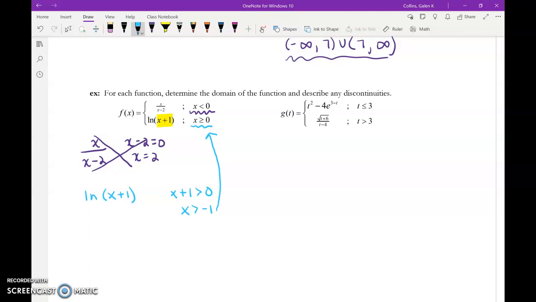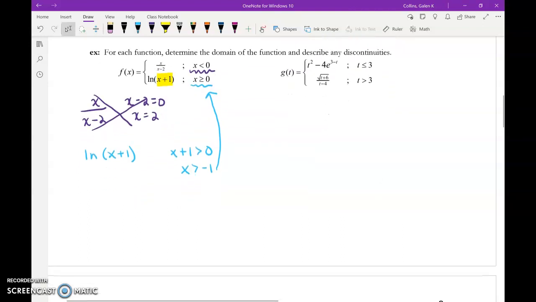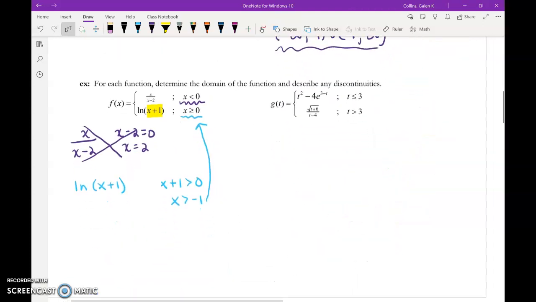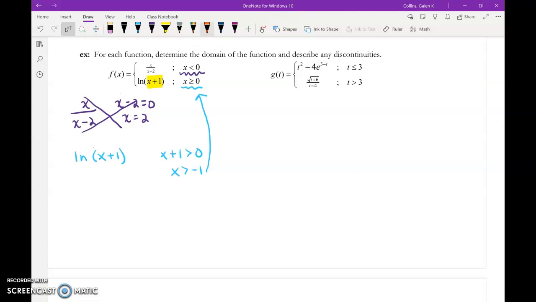So far, we have ruled out that this function has any vertical asymptotes or holes. There's nothing causing me to get a 0 over 0 or a number over 0. We don't find any domain issues with those pieces, but we need to also check for jumps. Going back up here, we're told that a jump occurs at the boundary of a piecewise function if the limit from the left and the limit from the right do not agree. And we talked about that graphically as well. So we need to evaluate the limit of this function f from the left and the right at the boundary of the piecewise.